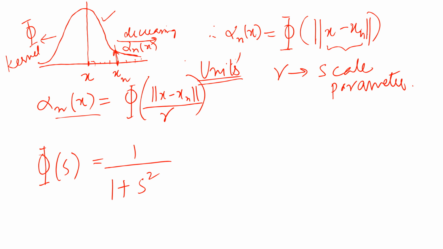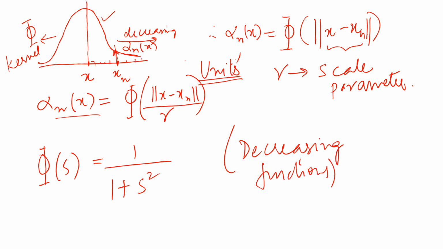So this is a decreasing function, and mostly, let me write it down, we look for decreasing functions. And you know why? Because this is the max, so this is the point itself, and so every point that's contributing around it has to decrease.